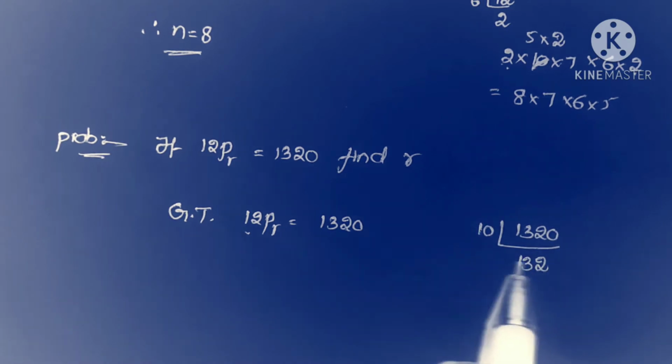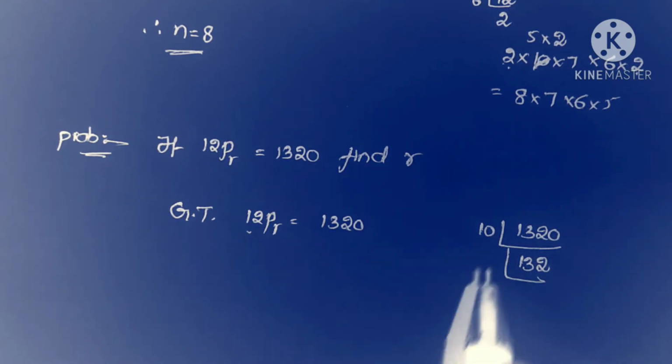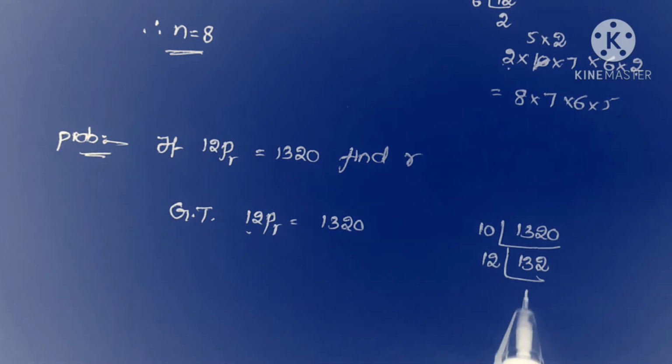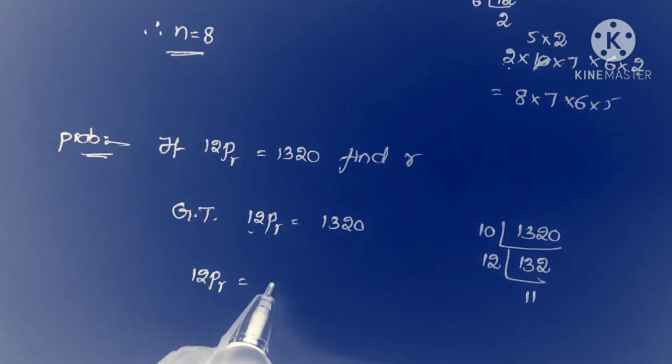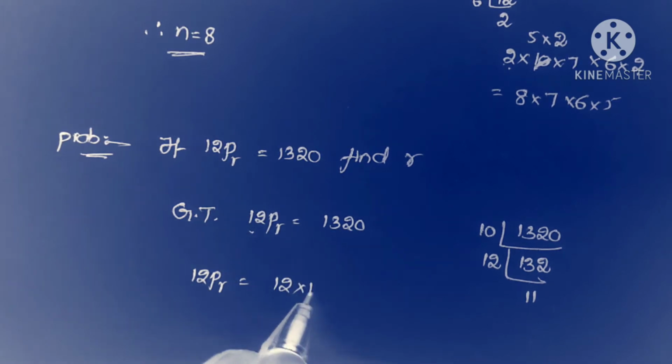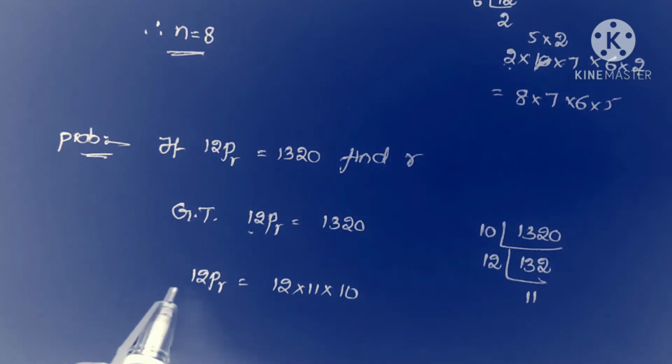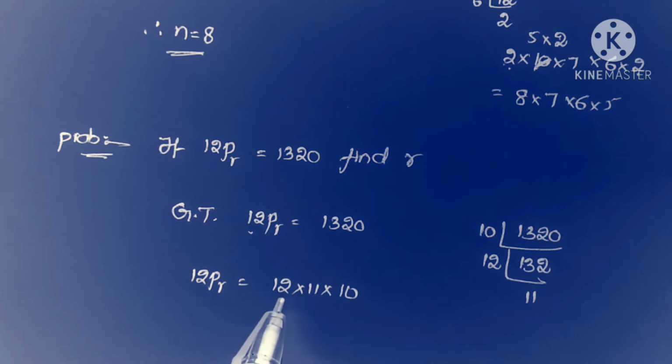First I take the division with 10, that is 10 into 132. Now this is 12 into 11. So 12PR is equal to 12 into 11 into 10. Here we have the number 12, so we start the values with the number 12: 12 into 11 into 10.